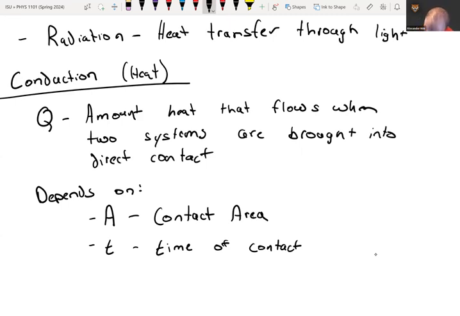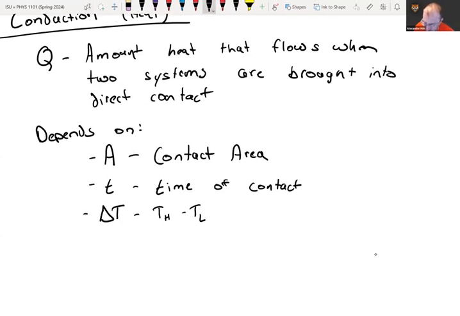Another thing that is a big deal is delta T. This is the high temperature minus the low temperature, basically the difference in temperatures. No heat will flow if these two things are already at the same temperature. That is actually also one of the laws of thermodynamics. We're not going to get into that today; we'll talk about that in the next lecture. But if you have no difference in temperature, then no heat will flow. And the greater that difference in temperature is, the more heat flows.